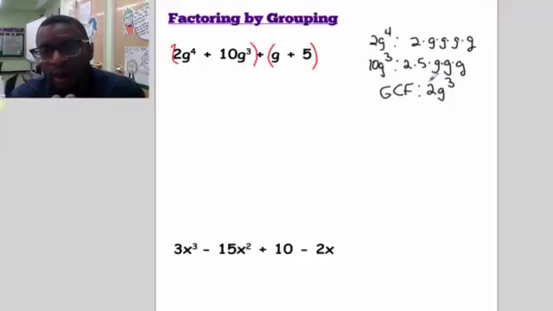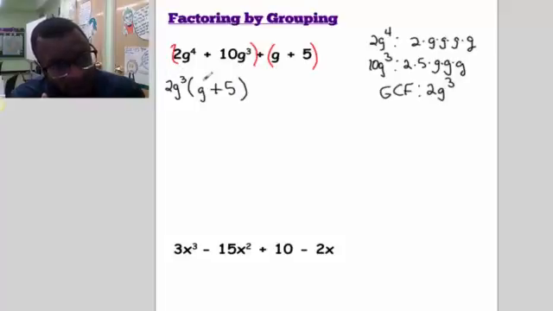And notice that anytime we have 2 variables where our exponents are not the same and you're trying to find your GCF, it's always going to be the variable with the lesser exponent. Okay, so here I'm going to factor out a 2g cubed, and I'm left with g plus 5, right? Because if I were to distribute this back, I need to get this beginning expression, and I do. Okay, and here there's nothing in common between g and 5. So remember, if there's no common factor, the greatest common factor is 1.